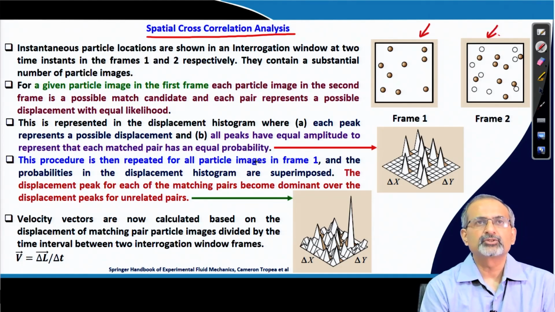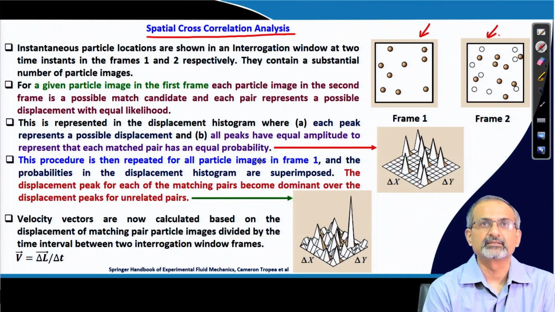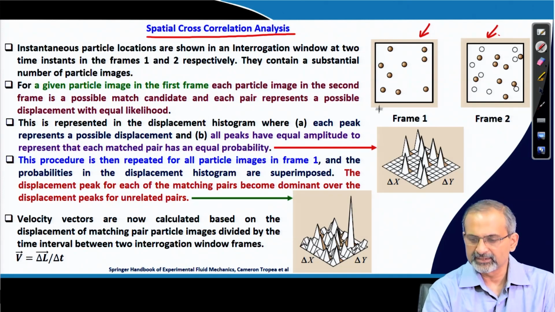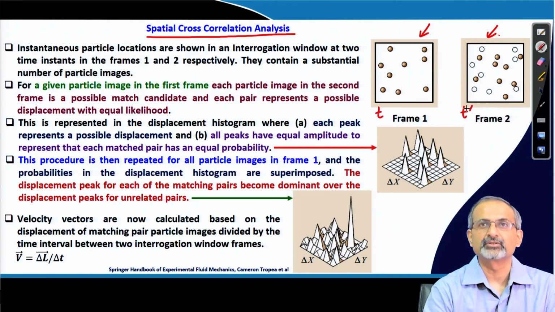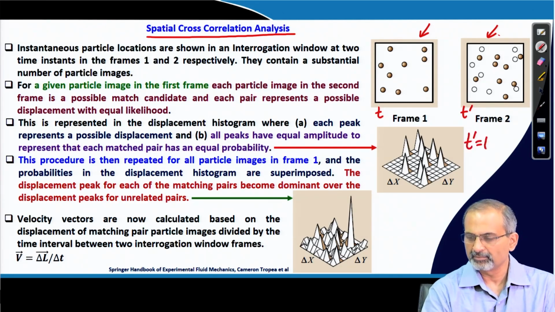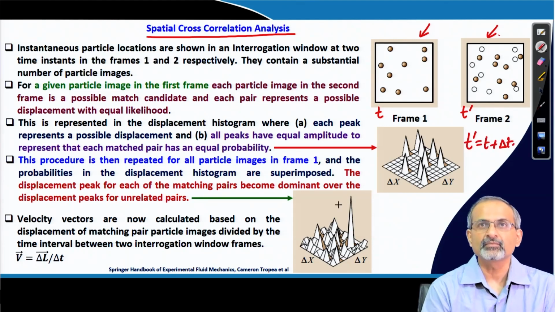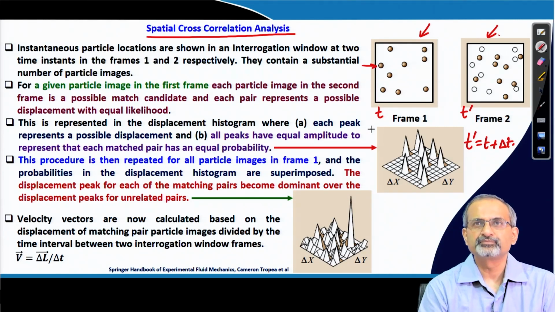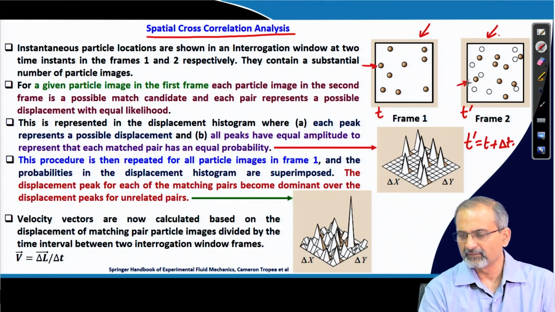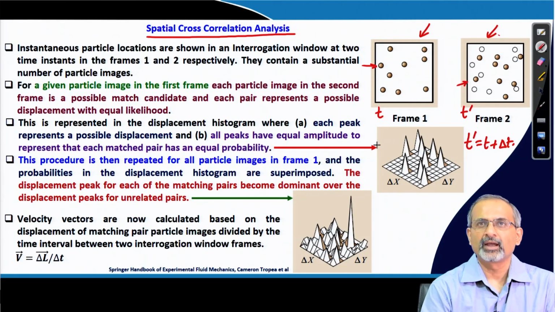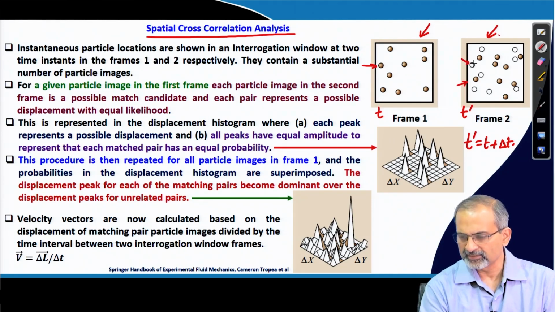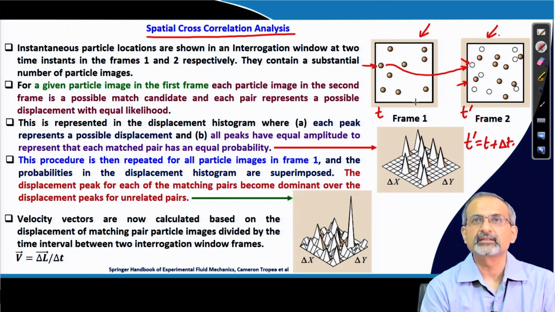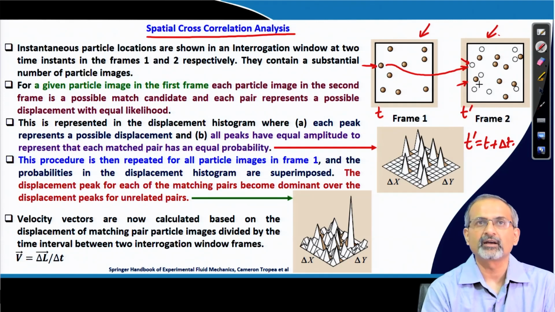What are they conveying? They are showing us the instantaneous particle locations in an interrogation window at two instants of time. Let us say this is time t and this is t dash, where t dash is of course t plus delta t. You see a number of particle images in this frame. The same set of particles have moved, have relocated, and the hollow positions are essentially indicating their corresponding positions at time t, while the filled positions are their current positions.